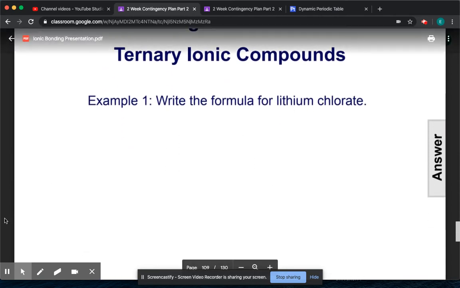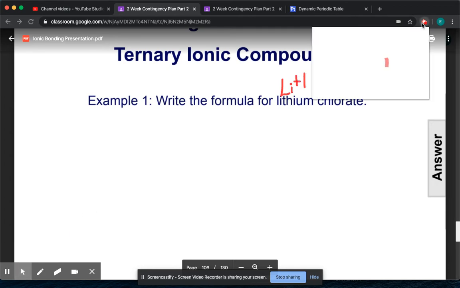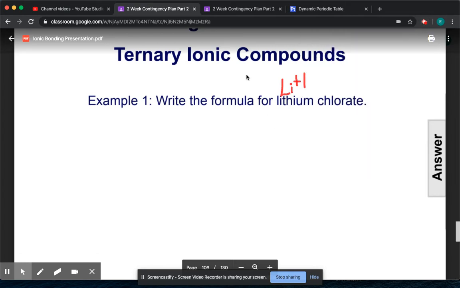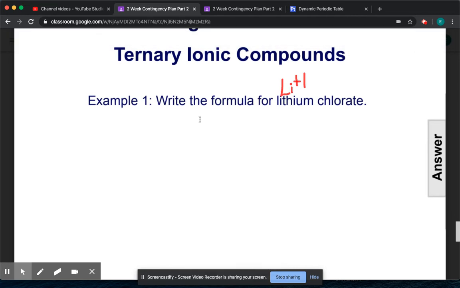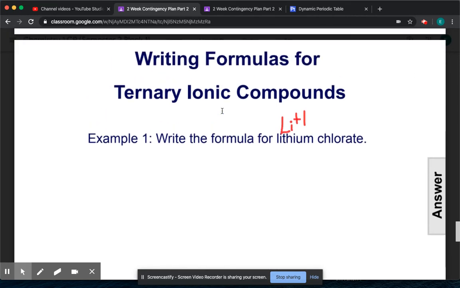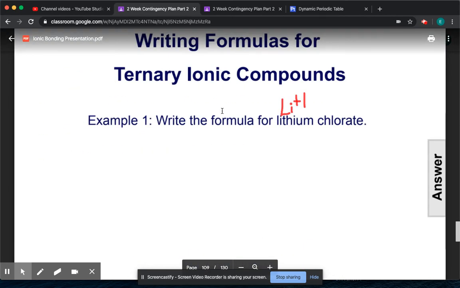So lithium chlorate. Lithium is Li, +1. Okay, we're already at 12 minutes. So I'll do this one example and then I'll go to the worksheet for today, and then I'll end it there. I don't want to make this video super lengthy, especially when it's stuff you've already seen.